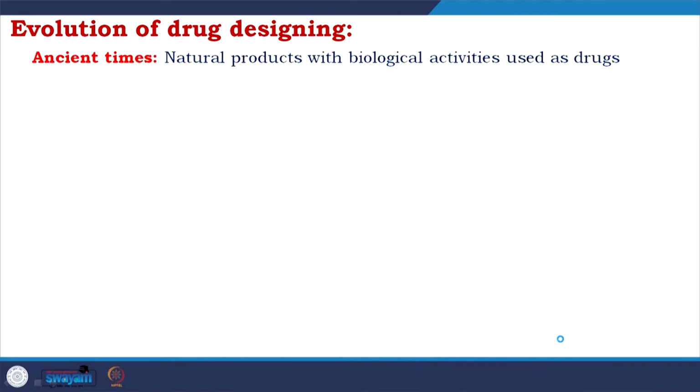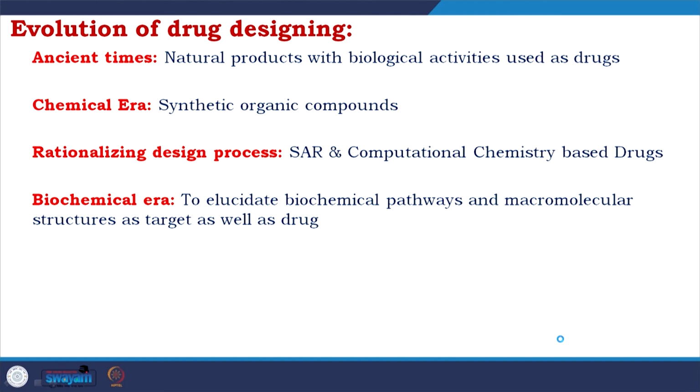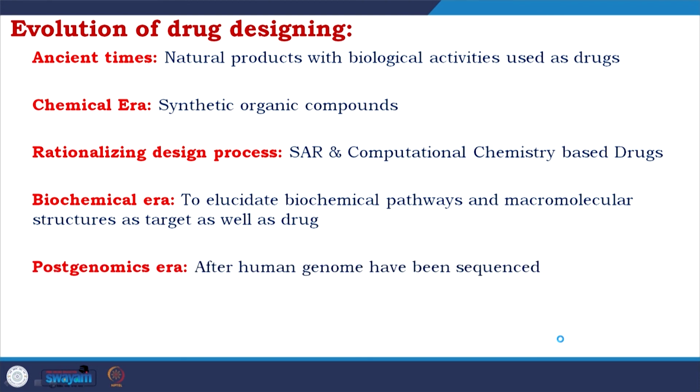So, there is evolution of drug designing. In ancient time, as we have told, natural products with biological activity used as drug. Chemical era, synthetic organic compounds, alchemists in medieval centuries, they are coming with very good synthesis protocols and novel compounds, rationalizing design process, structure activity relationship and computational chemistry based drugs, biochemical era to elucidate biochemical pathways and macromolecular structures as target as well as drug, post genomics era after human genome have been sequenced.